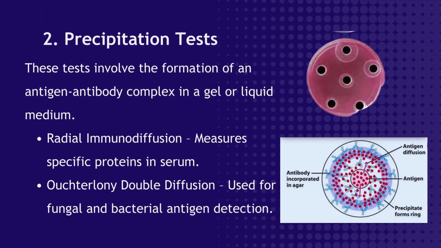Precipitation tests. These tests involve the formation of an antigen-antibody complex in a gel or liquid medium. Radial immunodiffusion measures specific proteins in serum. Ouchterlony double diffusion, used for fungal and bacterial antigen detection.